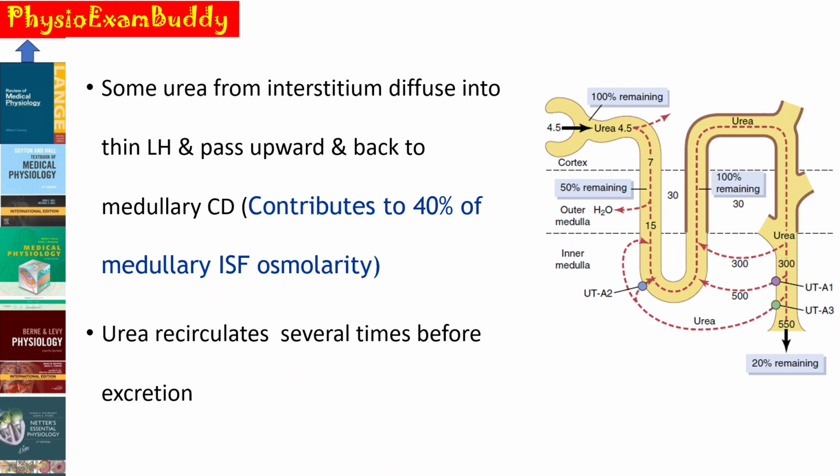So some urea from the interstitium diffuses into the thin loop of Henle and passes upward and back to the medullary collecting duct. So this contributes to the 40% of the medullary interstitial fluid osmolarity. So this type of urea recirculation happens several times before the excretion.